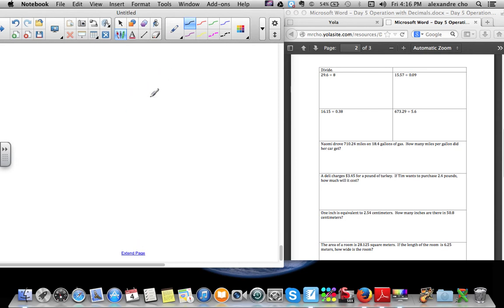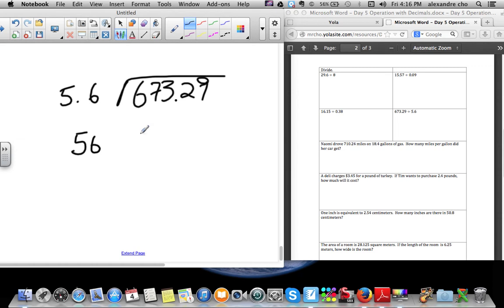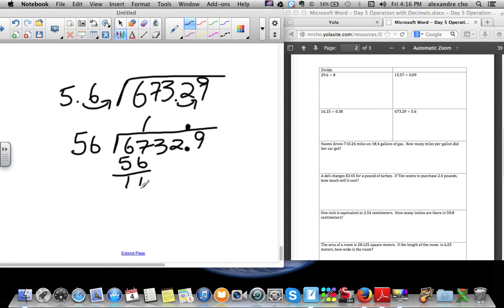Then we have 673.29 divided by 5.6. We're going to make the 5.6 into 56 by moving the decimal 1 over to the right. And this number is 673.29, 1 over and 1 over. Bring the decimal up and let's start dividing. 56 goes into 67 once. 113 goes into 113 twice, which is 112. Okay, bring 2 down.